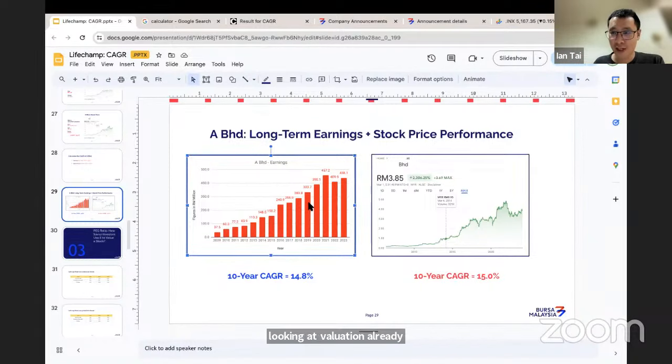So for me, my take on avoiding value traps is to put a priority on the stock's fundamentals.